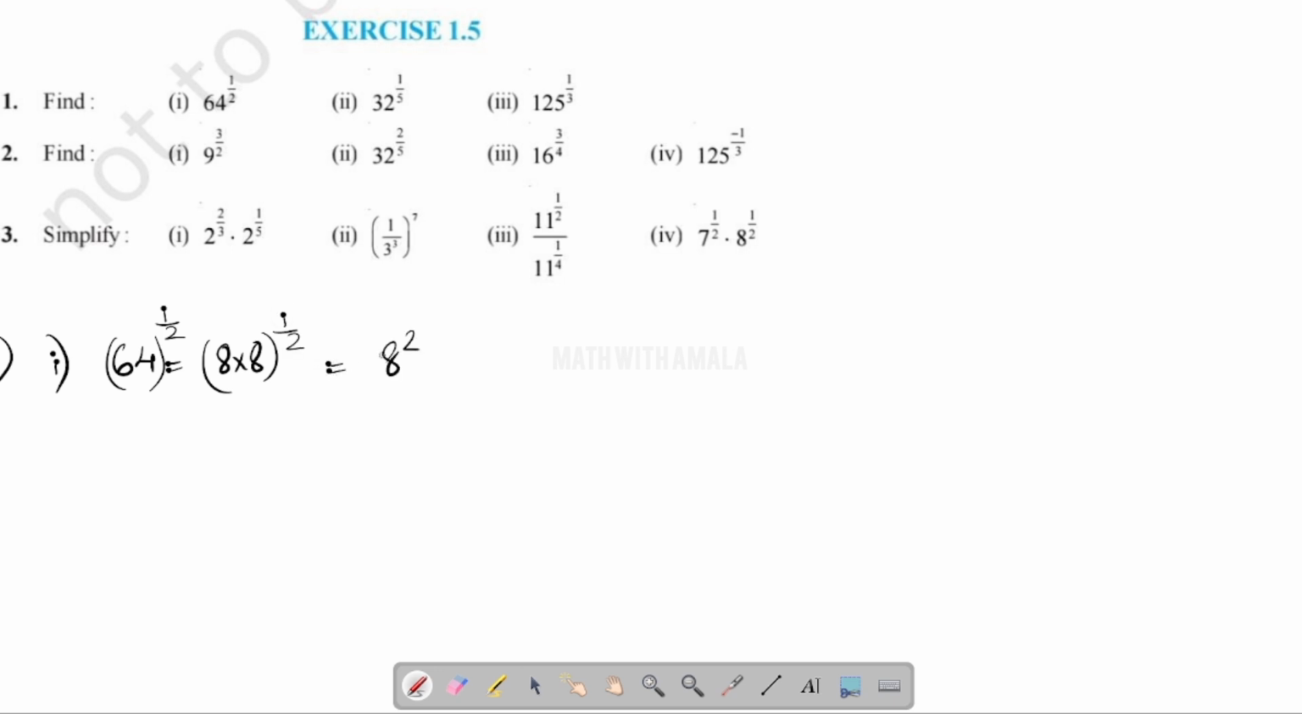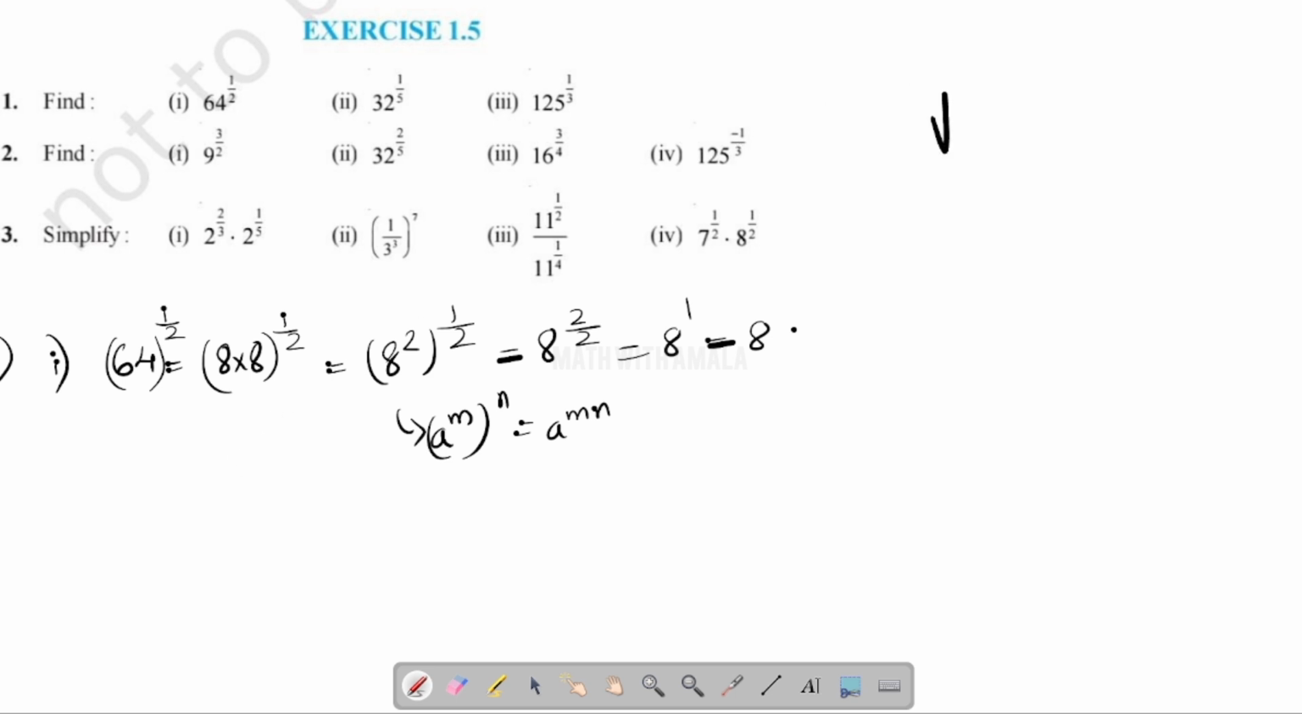First question, 64 all raised to 1 by 2. We know that 64 can be written like 8 into 8, that means 8 square. (8 square) whole raised to 1 by 2, which is equal to 8 raised to 2 into 1 by 2, which is of the form (a raised to m) whole raised to n, which is equal to a raised to m into n. So we can write 8 raised to 1, that is 2 by 2, which is equal to 1. That is 8 raised to 1, which is 8 itself. Next we can have a general format which we will use in this exercise mostly, that is the nth root of a is equal to a raised to 1 by n.